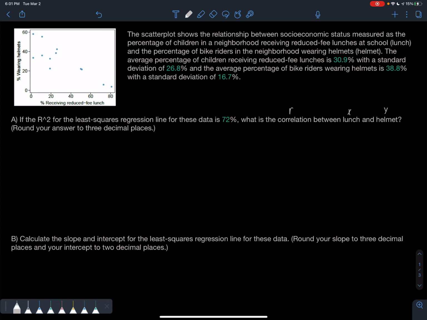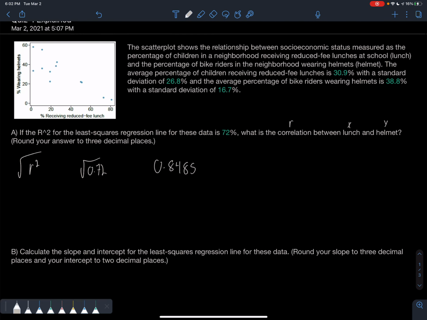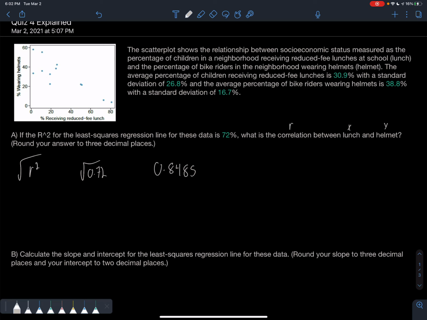Since r squared is simply our r value squared, to reverse that, you can take the square root of our r squared value, which is just going to be the square root of 72%. That's going to give you 0.8485. And that's not your r value because you have to consider this in context.